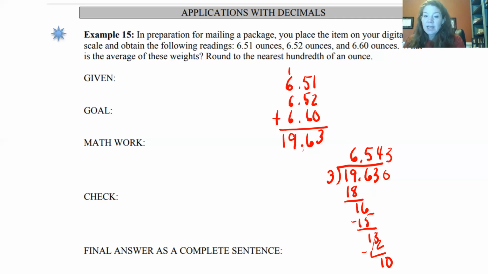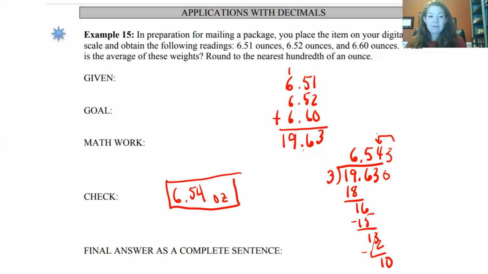Well, if I want to round to the nearest hundredths, I have to see what's in the thousandths place. So 4 is in the hundredths place, so that 3 is going to tell me what to do with my 4. Does it stay a 4 or do we turn it into a 5? Well, 3 is between 0 and 4, so that means my digit 4 doesn't change. So the answer is 6.54 ounces. That is the average weight. And if I wanted to write that in a sentence, I would say the average of these weights is 6.54 ounces.